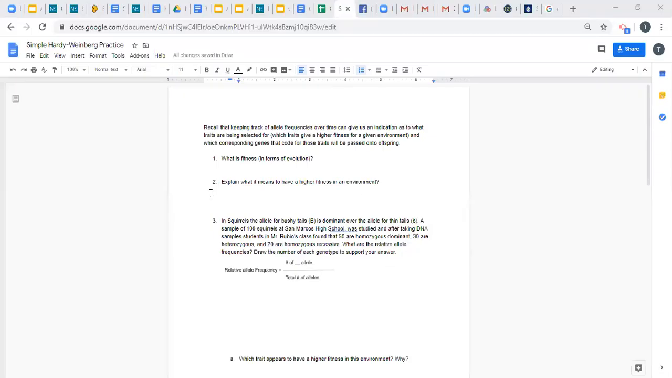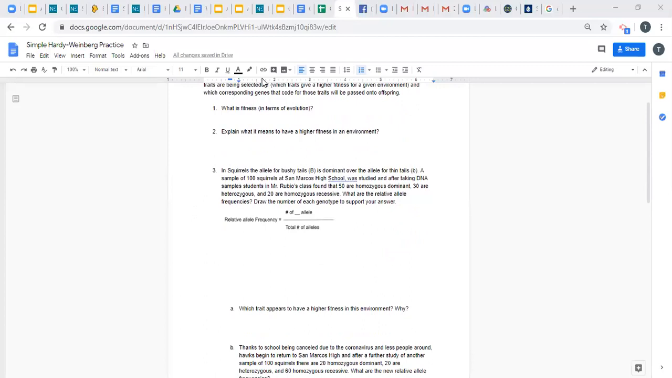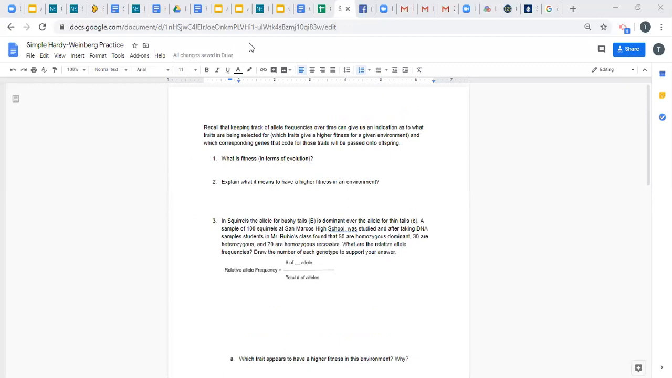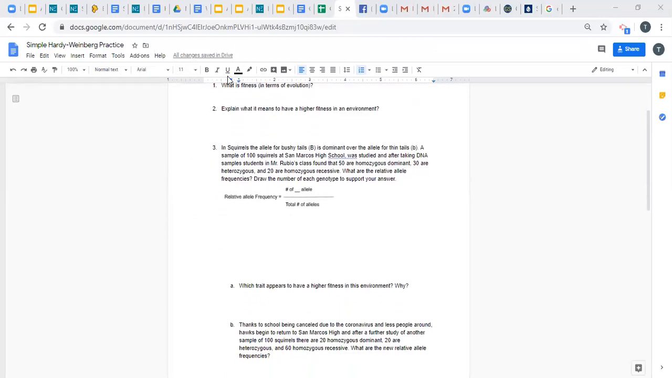Hey guys, I was noticing there's a good amount of confusion on these kinds of problems to do with Hardy-Weinberg. So I wanted to just go over one together. The big thing to look at here first is which allele is dominant and which one is recessive. So I know I have two different alleles here, big B and little b.